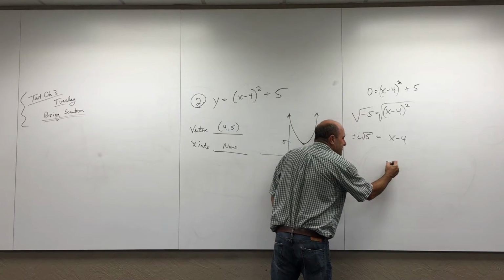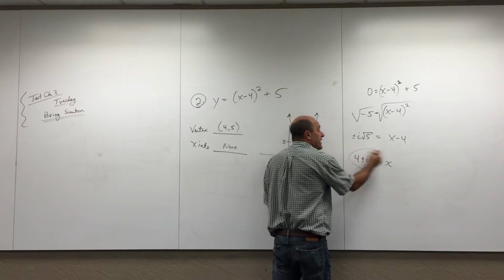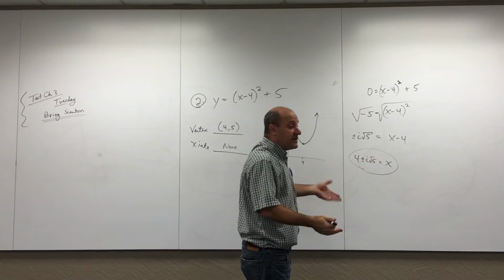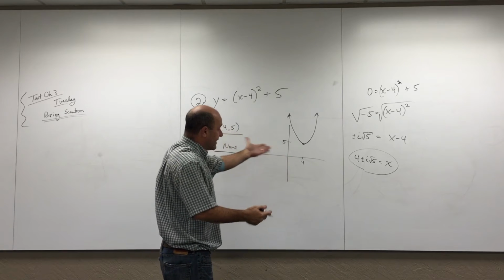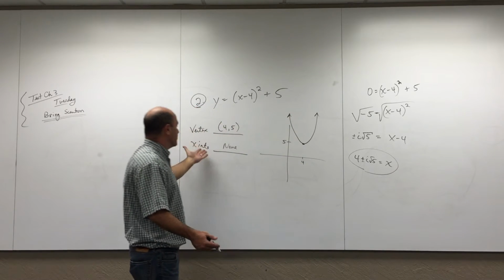The answer is, but you don't call these x-intercepts. I mean, you call these solutions to the quadratic equation, but they live in the imaginary number world. They are not x-intercepts. They don't show up on this graph at all. So don't call them x-intercepts.